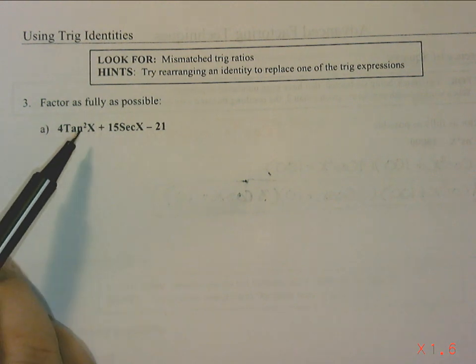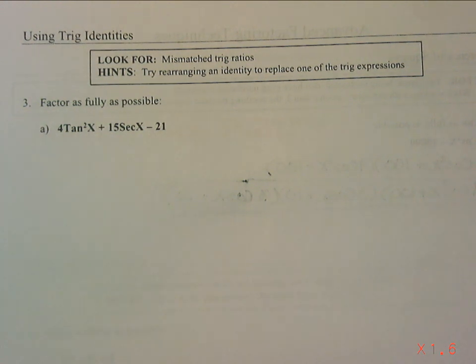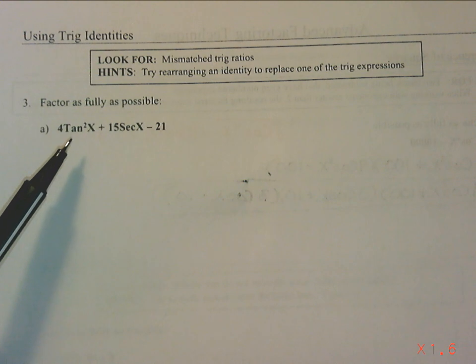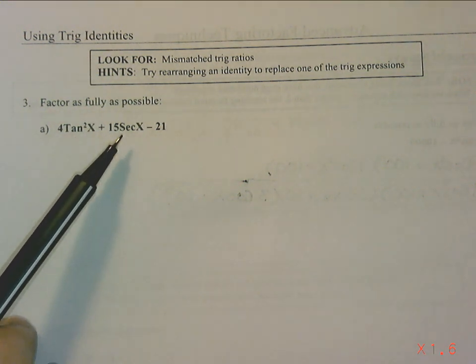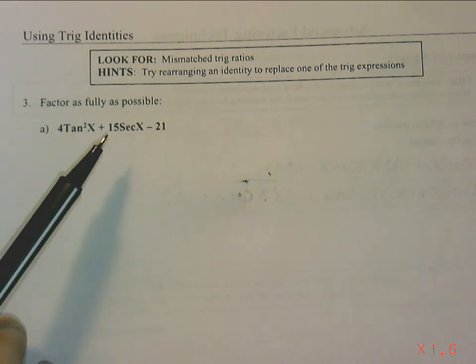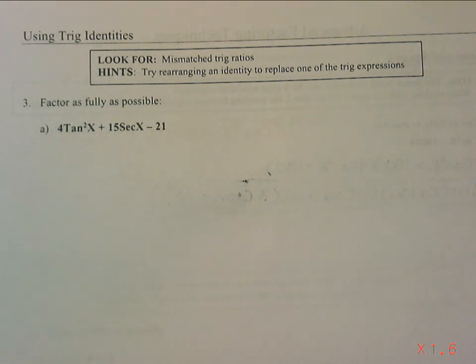And I notice that the two trig ratios don't match. Now, if we were just common factoring, that might not be a big issue, but I need to have something that I can do. So usually I try to see if I can get them to be the same trig ratio. One strategy is to write everything in terms of sine and cos, but then it gets really messy. So what I'm going to recommend doing is we're going to look at our identity sheet and see if we can find an identity that uses both tan and secant, so that either I can write my tan as a secant or I could write my secant as a tan.